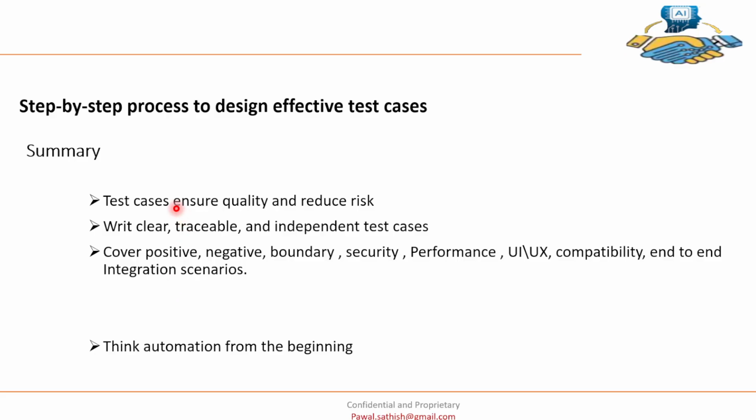Okay, then the summary is test cases ensure the quality and reduce the risk. Okay, they should be clear, traceable, and independent test cases. Okay, they should cover positive, negative, boundary, security, performance, UI, UX, compatibility, end-to-end integration scenarios also we need to consider. And last but not least, we need to think automation from the beginning. Okay, when we are designing the test case, at that time only we need to consider it, since we are full stack QA, we need to consider automation from the beginning. Okay, so this is the way we can design the effective test cases.